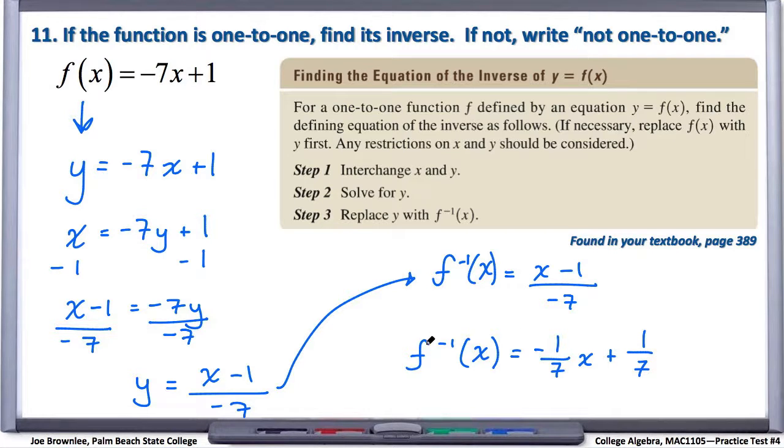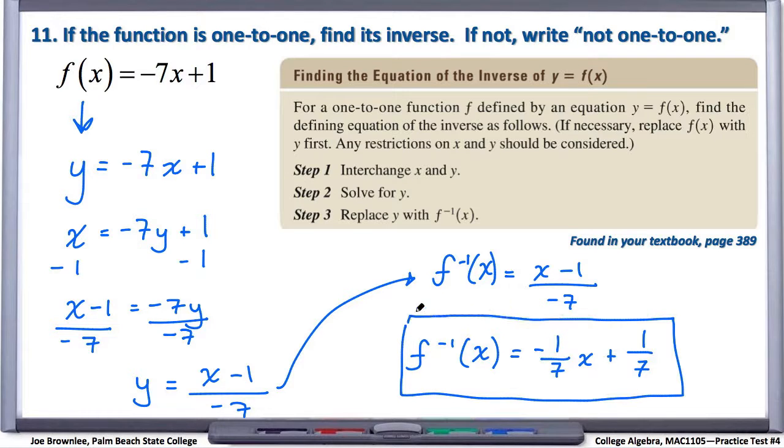Either way, this is probably the way that the answer key has it. I haven't looked yet, but my guess would be this format is the way that they used it. But really, either way, they're just 2 different ways of saying the same thing, so to speak. But there's our answer for number 11. F inverse of x equals negative 1 over 7x plus 1 over 7, or f inverse of x equals x minus 1 over negative 7.